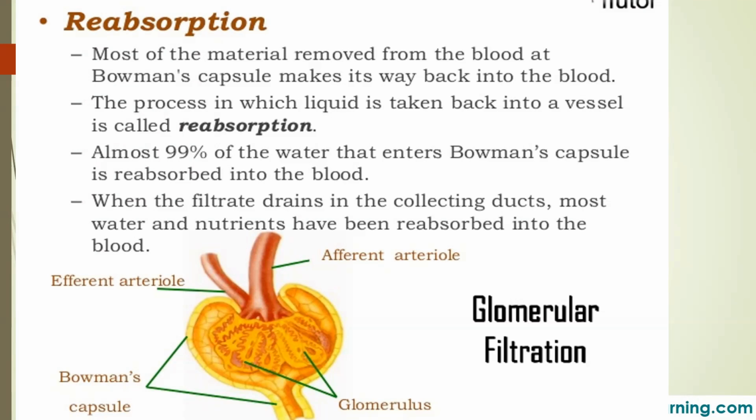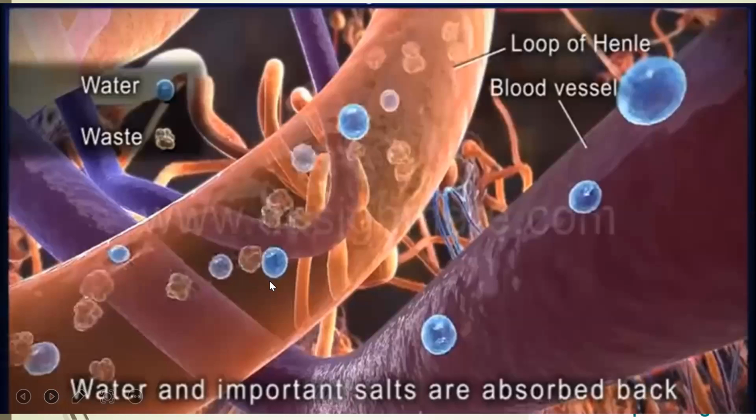So the filtrate which is formed in the glomerulus, when it drains, means when it goes to the collecting duct, most water and nutrients have been reabsorbed in the blood. Most of the nutrients and water will be reabsorbed until it's sent to the collecting duct. Next, water and important salts are absorbed. These are the blood vessels.